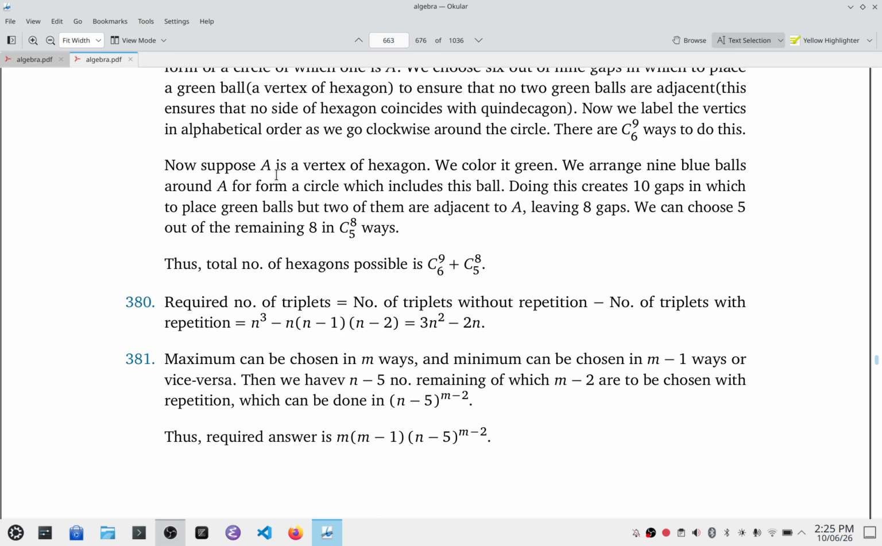Now suppose A is a vertex of hexagon. We color it green. We can arrange 9 blue balls around A to form a circle which includes this ball. Doing this creates 10 gaps in which to place green balls, but 2 of them are adjacent to A, leaving 8 gaps. We can choose 5 out of the remaining 8 in 8C5 ways. So total number of hexagons possible is 9C6 plus 8C5.